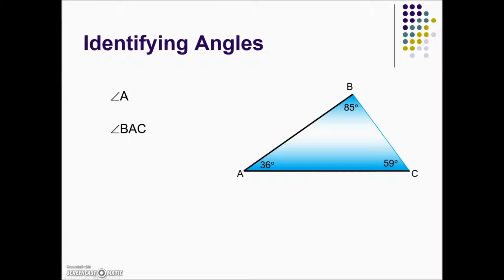You can also use a three-letter system. So we have angle BAC as a way of identifying this angle A. Equally, we can label it with CAB. It's as good and considered equivalent. The vertex letter, which is A, must always be in the middle. You can also identify the angle by its size, and in this case we have angle 36 degrees.